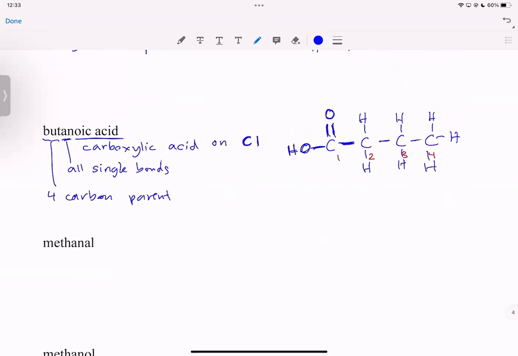The next one is methanal. So the name ending is AL. That's an aldehyde. So the aldehyde, you need a location for the functional group. And if there's no number at the front, it must be in carbon 1. Methan, so AN means all single bonds. And meth means a 1-carbon parent.